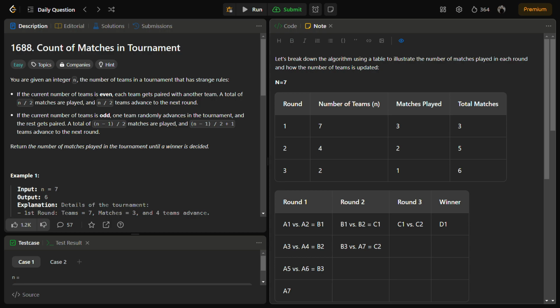If the current number of teams is even, then each team gets paired with another team and the total number of matches is n by 2, and n by 2 teams advance to the next round. And if the current number of teams is odd, then one team randomly advances to the next round and the rest of the teams become even, so (n minus 1) by 2 matches are played. We have to return the number of matches played in the tournament.